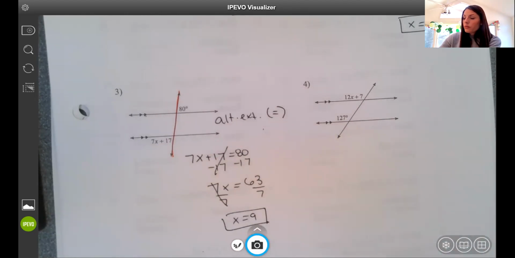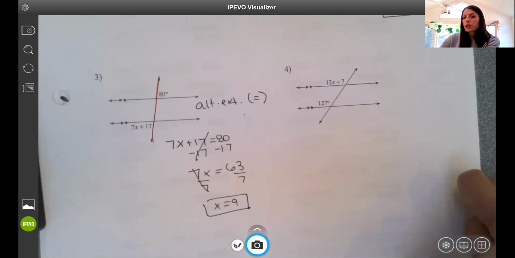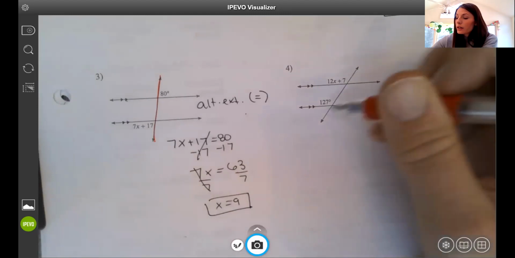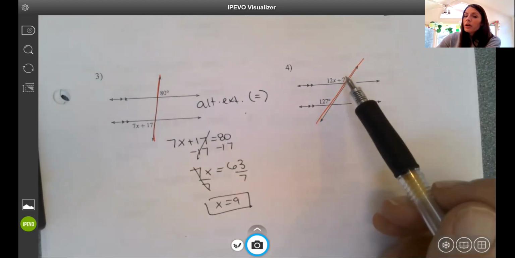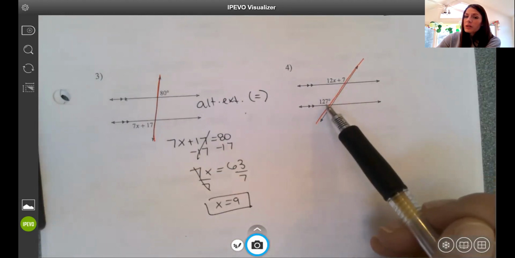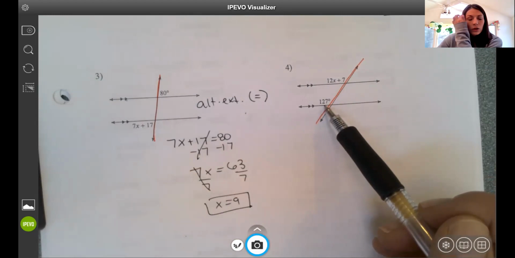Good. On 4, this is the trickiest angle relationship to recognize. What is this angle relationship called? They are same side, but they're not both exterior. So this one's exterior, this one's interior. What do we call that?